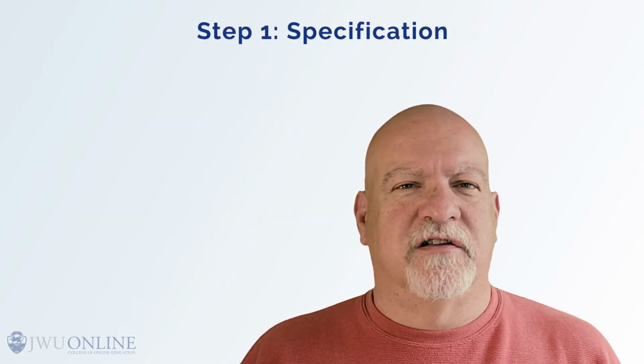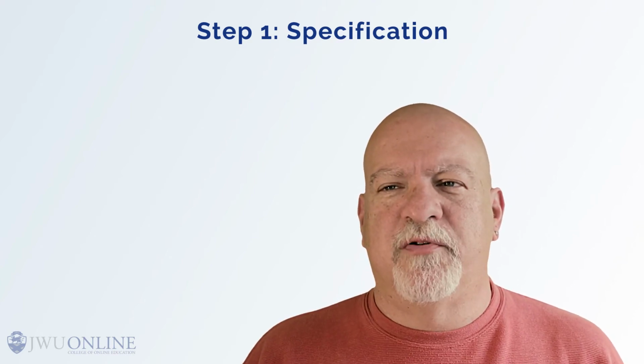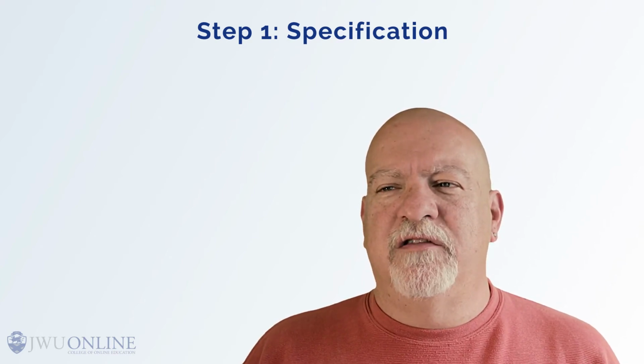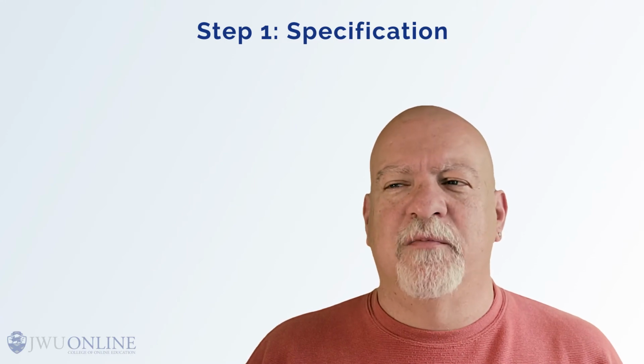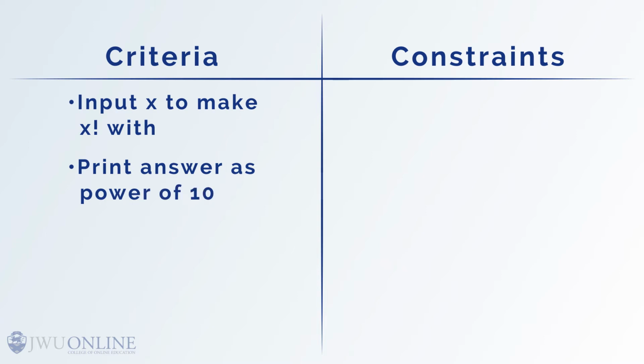Well, let's see. Step 1 says, let's take a look at the specification. What are the criteria? Well, to compute x factorial, we need to first get a number x from the user. So the first criteria is to input and assign a number to the variable x. Next, we're going to want to print out our answer as a power of 10. Why? Well, you see that factorials get big very fast, and powers of 10 make expressing that answer more precise.